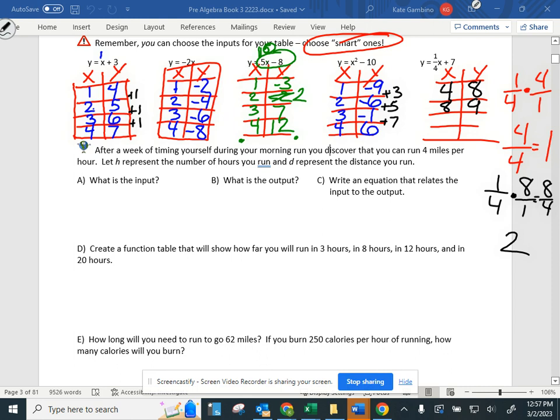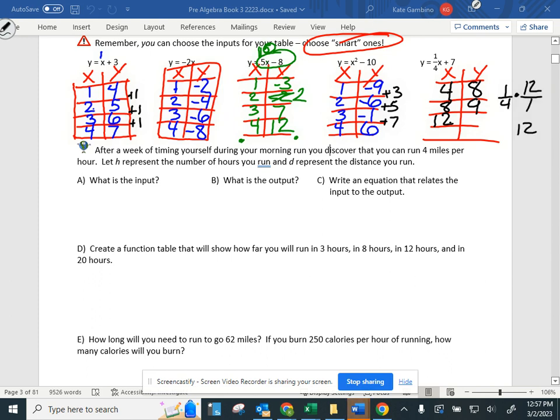Tatum? 12. Because if I'm looking at my multiples of 4, 4, 8, 12, so I would do 1/4 times 12 gives me 12 fourths. 12 divided by 4 is 3. 3 plus 7 is 10. What should my last one be? Chance? 16. 1/4 times 16 gives me 16 fourths. 16 divided by 4 is 4. 4 plus 7 is 11.